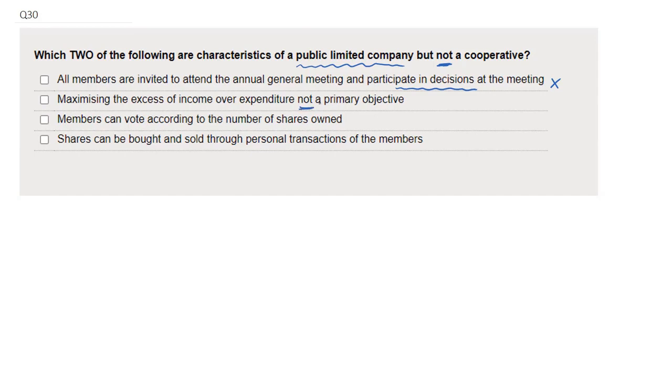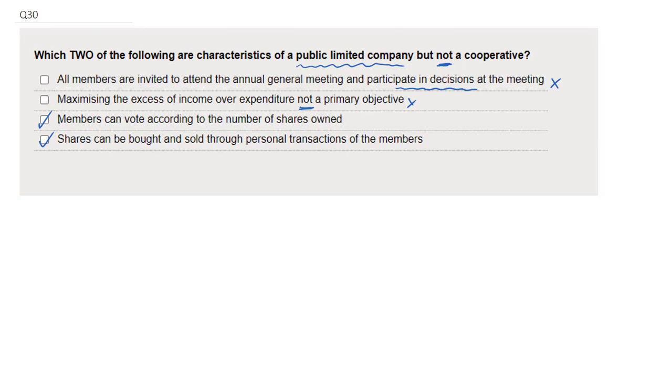Maximising the excess of income over expenditure is not a primary objective. Well, I don't like when we've got these nots in answers. It does make my head hurt a little bit. But I know that wealth maximisation, or maximising the excess of income over expenditure, is a primary objective of a PLC, public limited company. So that can't be right either. So the correct answer must be the third and fourth answers shown here.